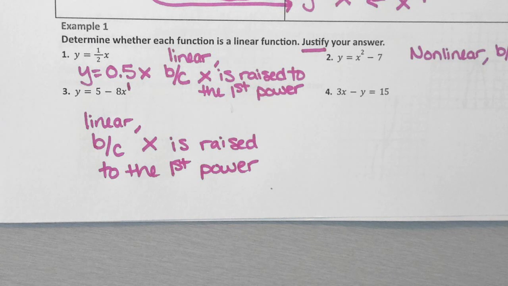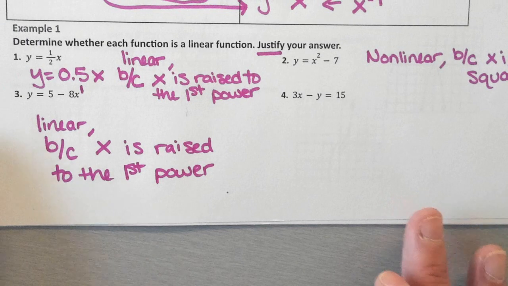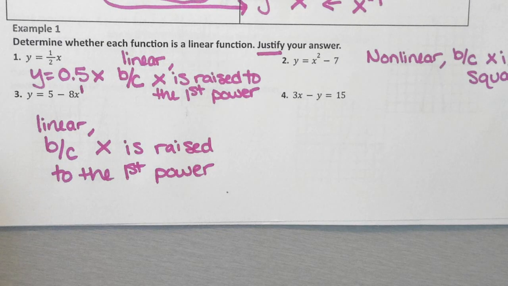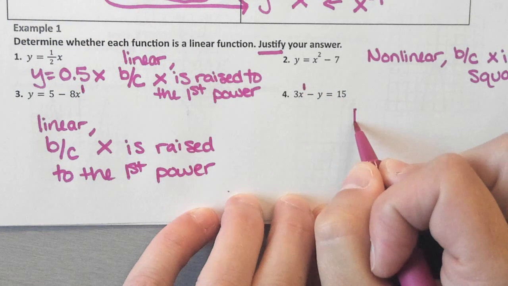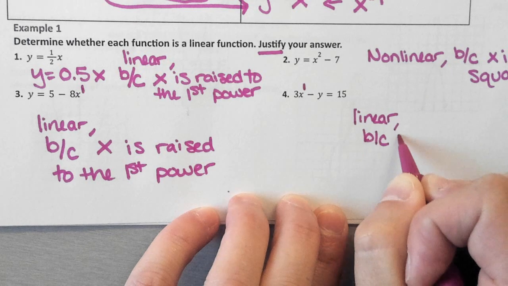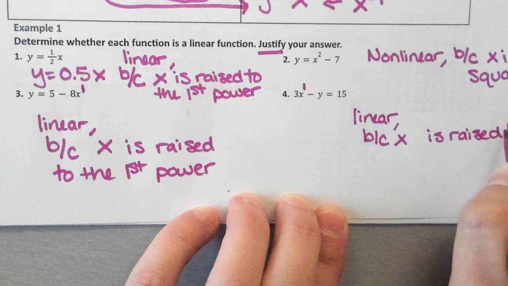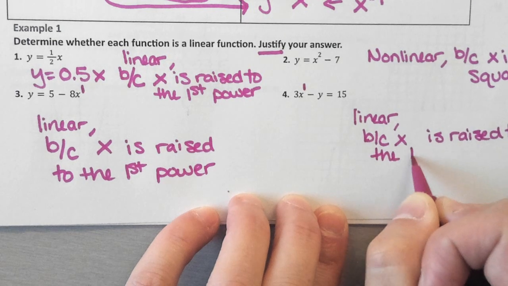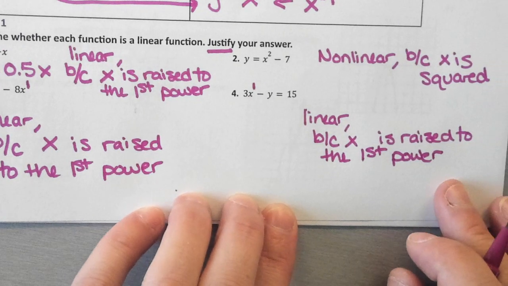How about 4? What do we think? Yep, it's being raised to the first power. So yep, it's linear again. Same reason as all the rest, because x is raised to the first power.